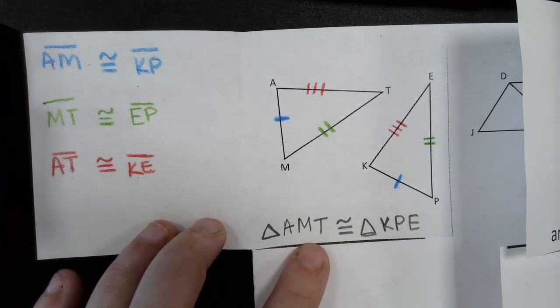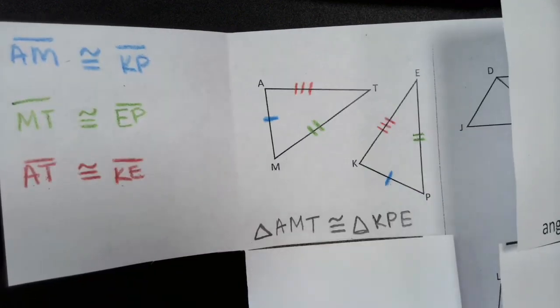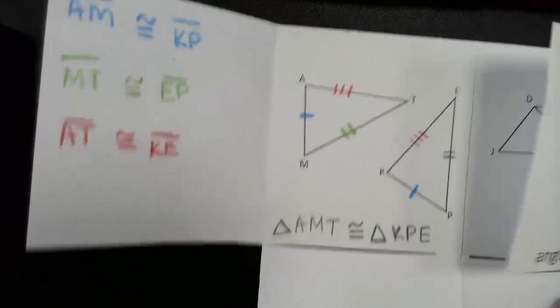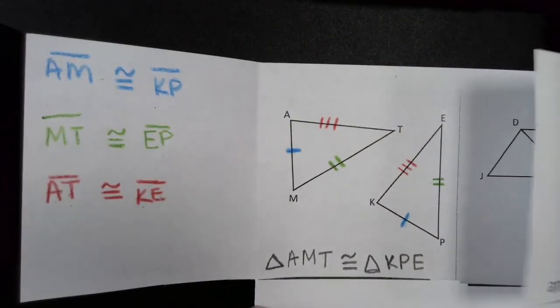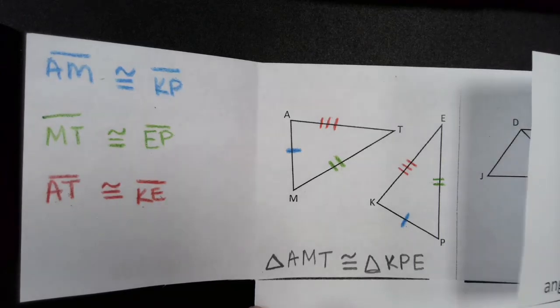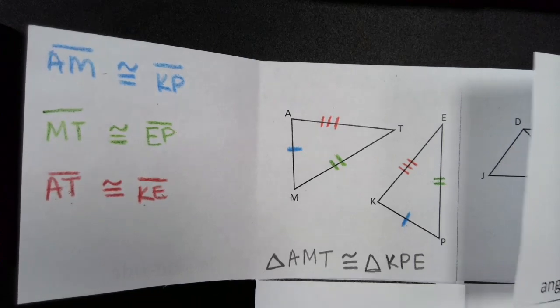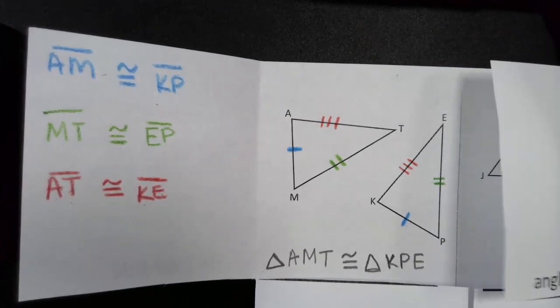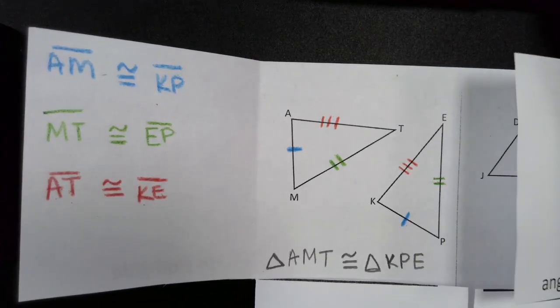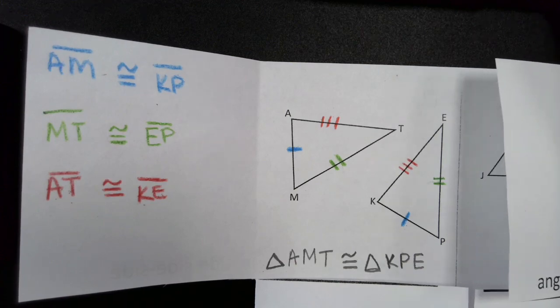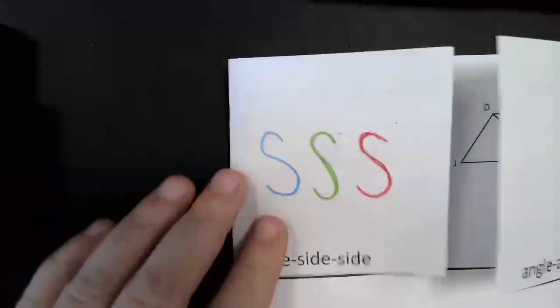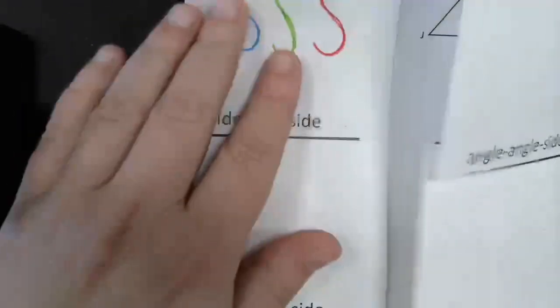Wonderful, amazing. You guys did it. Alright, that's side, side, side. So go ahead and once you have that done, you can flip that down. We're going to go on to the next one. We're going to go to side, angle, side. We're going to go below. Alright, so going to go underneath. We're going to do side, angle, side.